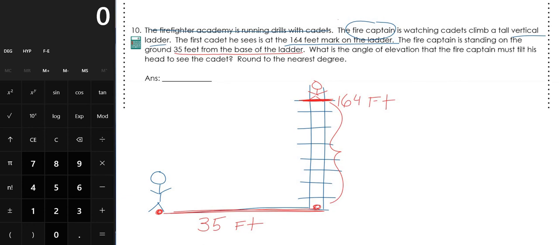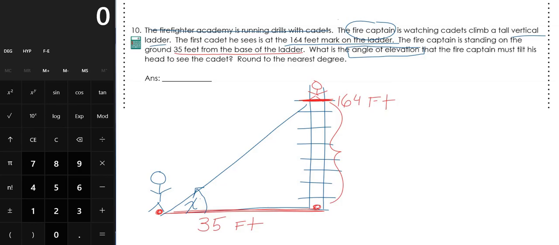Okay, so this is my ask. What is the angle of elevation? Trig. Angle of elevation, trig. So angle of elevation means you're going up from the horizontal line. So horizontally, that's our distance from the base of the ladder. So when the captain looks up, he's tilting his head at an angle of elevation. This is x. We don't know what it is.